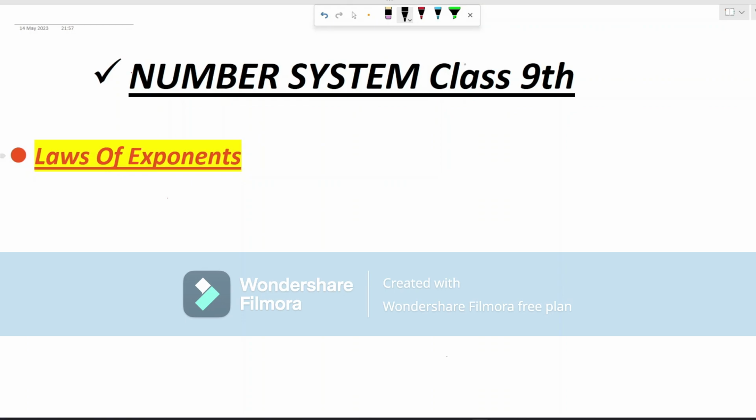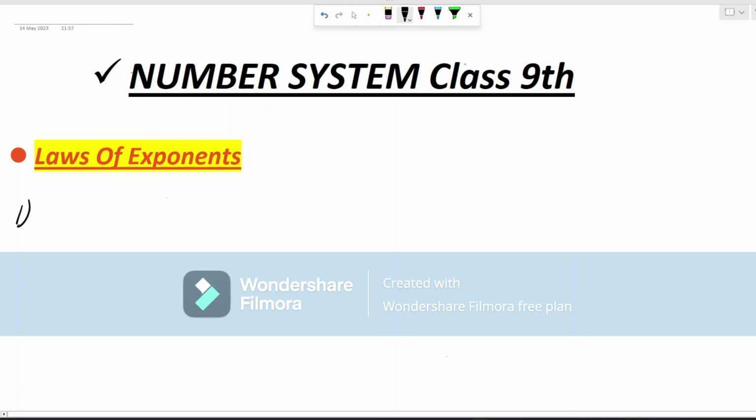So let's begin. Now laws of exponents is a part of the number system chapter, which is actually really confusing for kids. I will tell you some laws that are going to be important in solving sums. Okay, so let's begin. This is the first law.